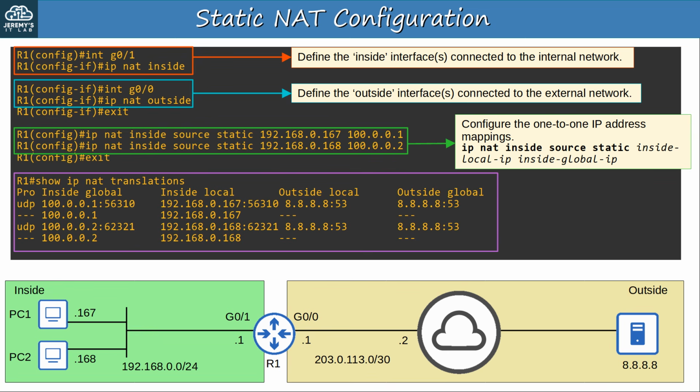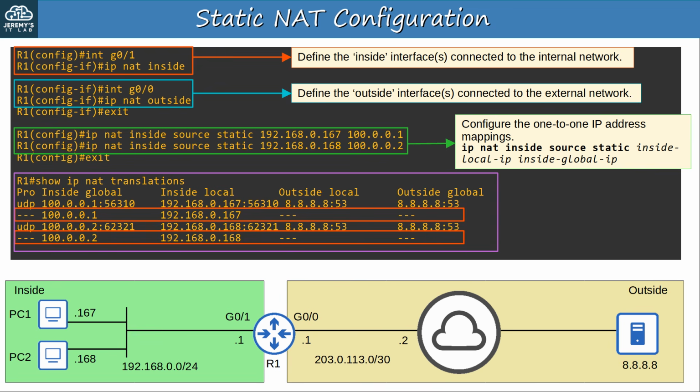Finally, I used the command show IP NAT translations. This is a very useful show command for NAT. Let me point out some important things here. First, when static NAT is used, you will see the entries permanently displayed in the translations table.